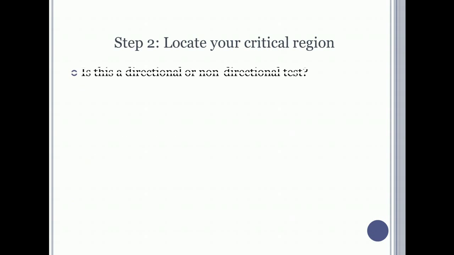So our second step is to locate the critical region. And in locating the critical region, we need to ask ourselves, is this a directional or non-directional test? And it's obviously non-directional. And then we ask ourselves, what is the level of significance? So we set it at alpha 0.01. Usually it's set at 0.05, but you can set it at what you want, but at least be below 0.05, because that's just a rule of thumb.